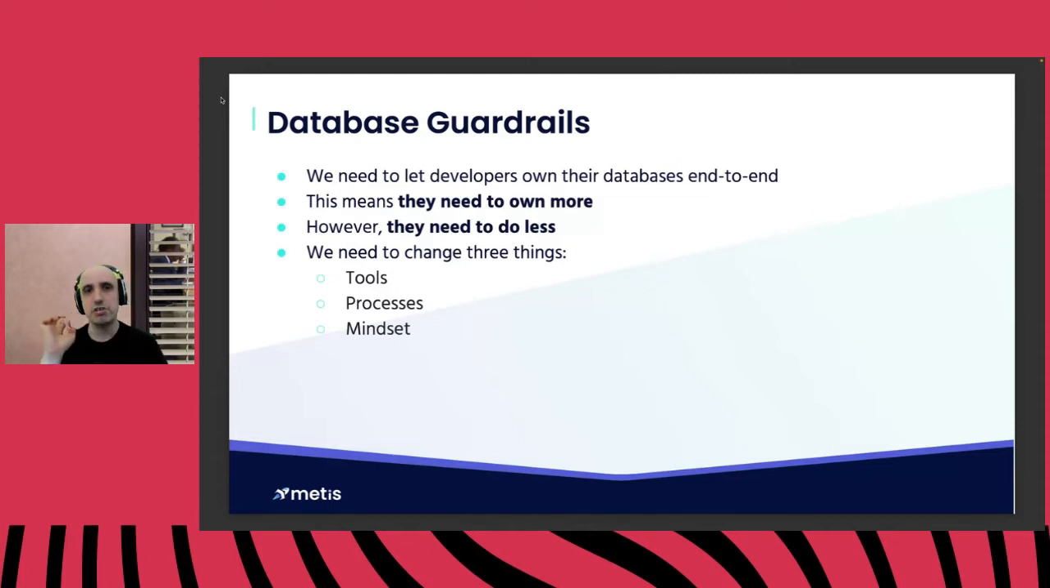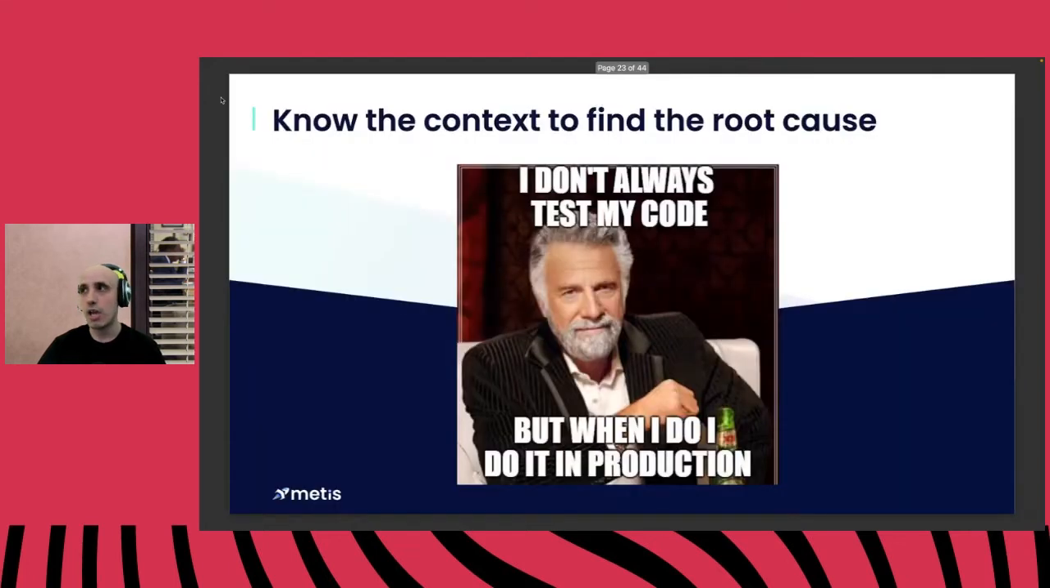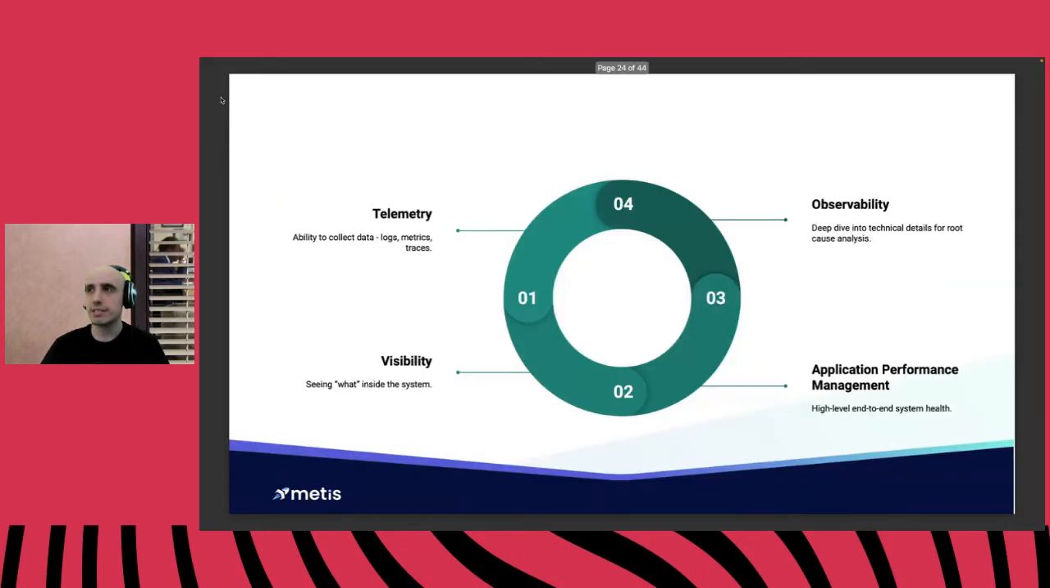And the key part here is we want to let them own more, but do less. That is the idea. They need to own a bigger scope, but do less work. And let's see how database guardrails can do that. So database guardrails focus on a couple of things. First thing is understanding what's going on with the databases and giving actionable insights.